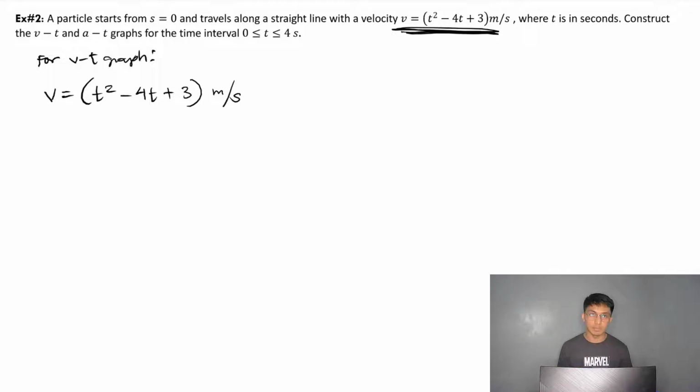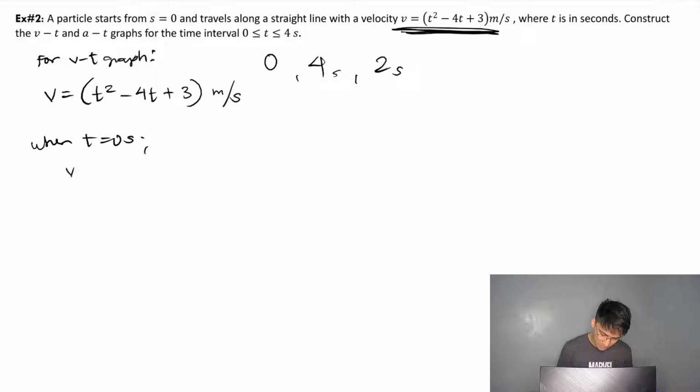So, ang time na natin na relevant is yung 0, yung 4 seconds, and yung kanina na 2 seconds. Yan yung 2 seconds na kung saan yung ating acceleration is magzi-0. So, when time is at 0 seconds, velocity natin is equal to 0 square minus 4 times 0 plus 3. Ang ating velocity dito is equal to 3 meters per second.